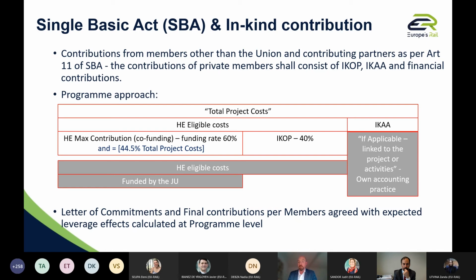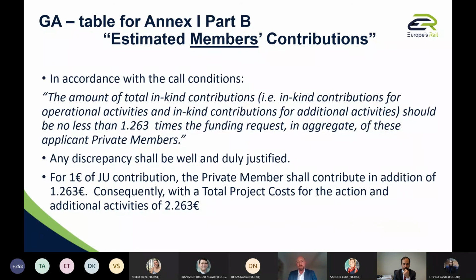Everything has been calculated at program level, which leads us to the next slide, please. This led to the fact that we have calculated that the leverage effect, as also mentioned by Carlo, should be 1.263 times the funding request. So a total of contribution at program level should reach in total 2.263. So this is what we need to reach altogether.